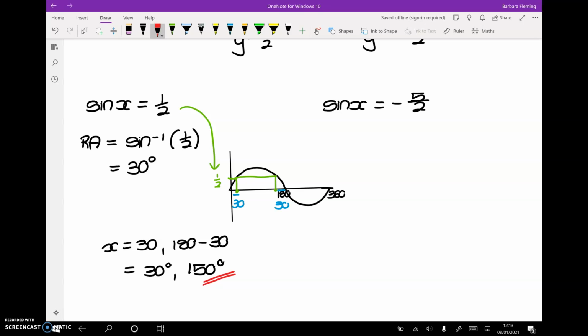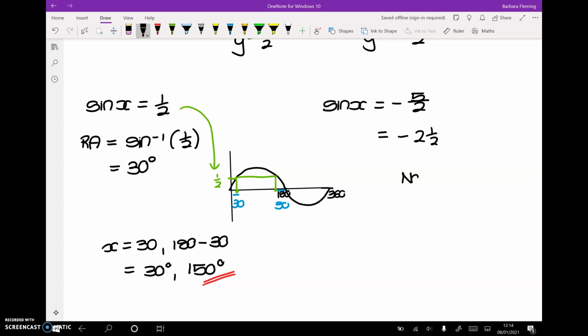Now, the next one, we've got sine of x equals negative 5 over 2. Now you could find your related acute angle, and you could try and type that in. So you could try and type in inverse sine of 5 divided by 2 and realise that you get a math error. This is because you should also know that that is 2.5. Your sine graph only goes up to 1. And it goes down to minus 1. So actually, it never goes as far as minus 2.5. So this is outside our range of possible values.